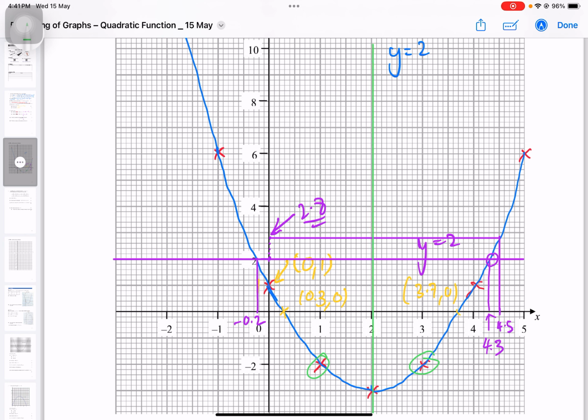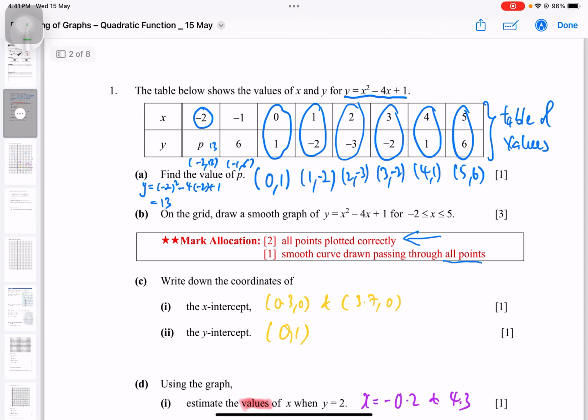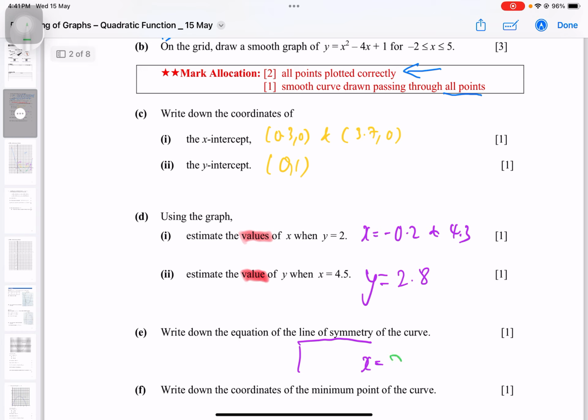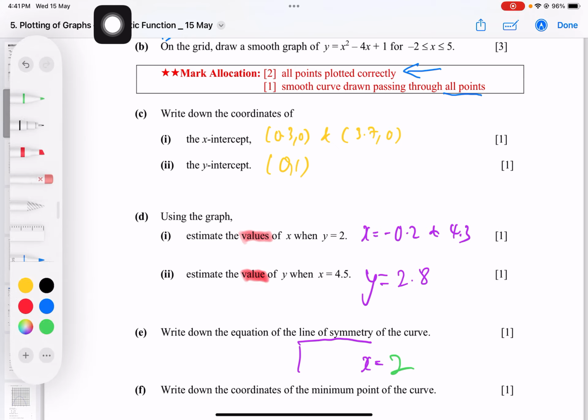So this is the 2 on the x-axis. Therefore, x equals 2. x equals 2 is the line of symmetry. You must write x equals something.